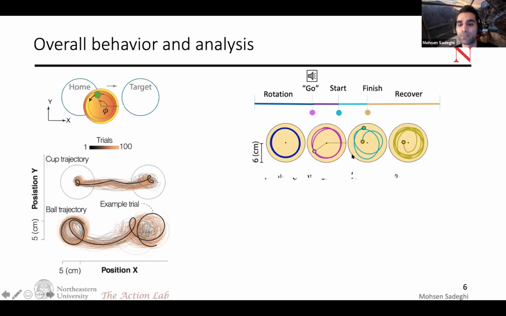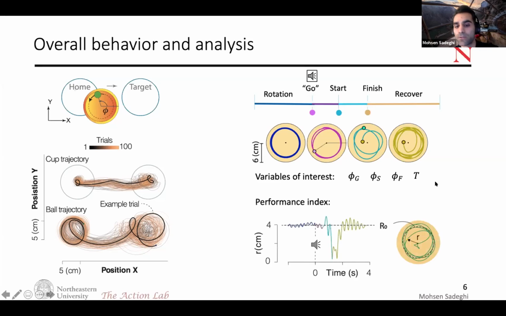And we can look at the ball position at the critical stages during the trial, which are mainly at the go signal, when they start the translation of the cup, when they end the translation of the cup, and basically the movement time from the start to the end of the translation. We can also introduce a performance index to see how well the subjects were performing.